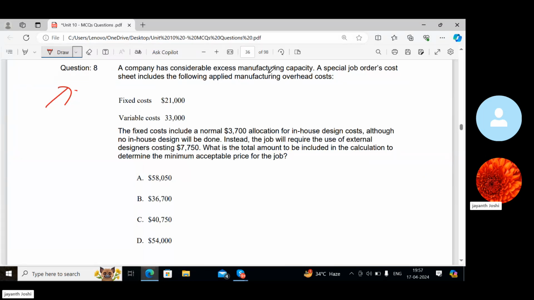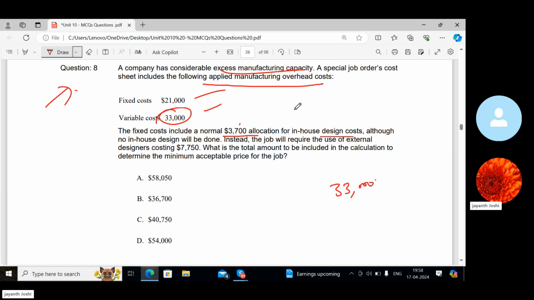They have a good amount of excess manufacturing capacity. The special job order cost sheet includes the following applied manufacturing overheads. Applied is what, you know, standard for actual output. So fixed cost includes this much normal allocation for in-house design cost. So fixed costs are never relevant for us, right? Only what is relevant for us? Variable cost. And they are doing this in their excess capacity, right?